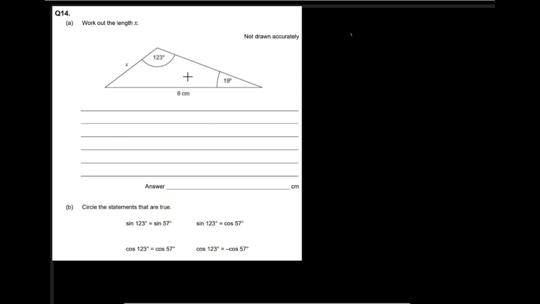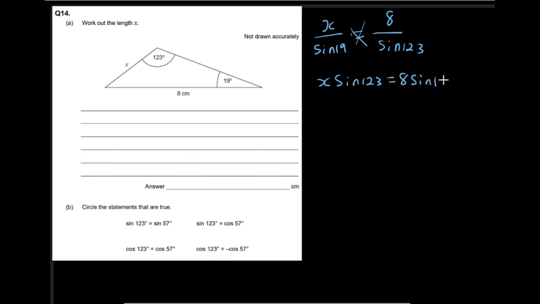Okay, so this question here is on the sine rule. It says work out the length x. It's on the sine rule because we have two angles and two sides. We're looking at a relationship between two angles and two sides. So we say x over sine 19 equals 8 over sine 123. If we cross multiply, we have x sine 123 equals 8 sine 19.